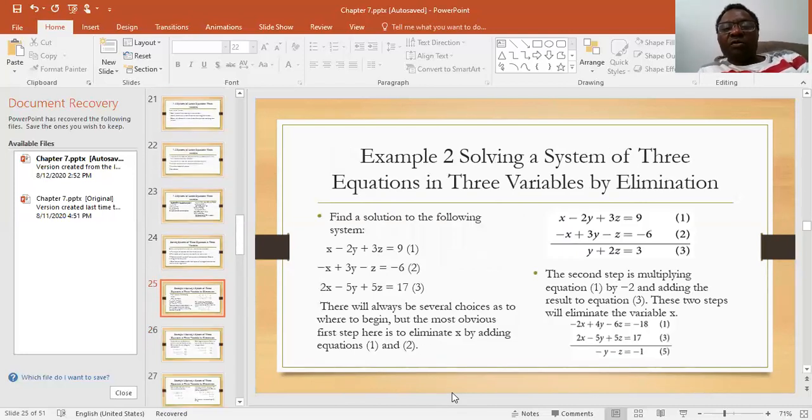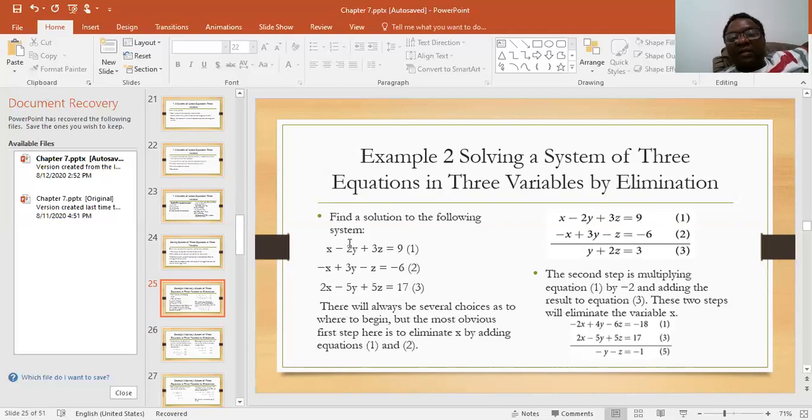Example, solve the system: x minus 2y plus 3z equals 9, minus x plus 3y minus z equals minus 6, 2x minus 5y plus 5z equals 17. There will always be several choices as to where to begin, but the most obvious first step here is to eliminate x by adding equations 1 and 2. By adding equations 1 and 2, we eliminate x and we get an equation with two variables, y plus 2z equals 3.